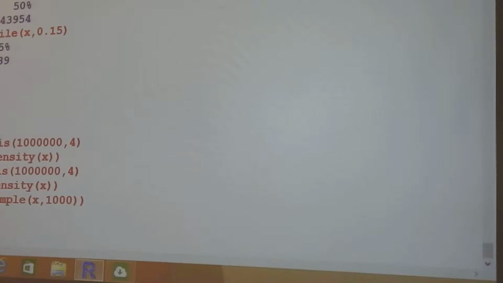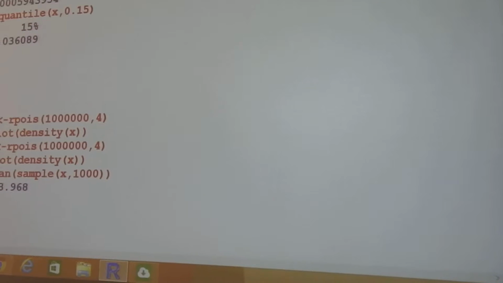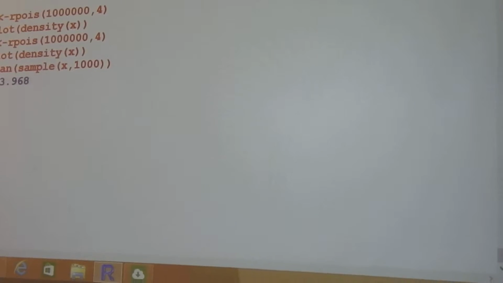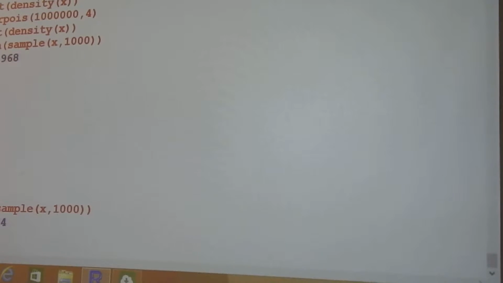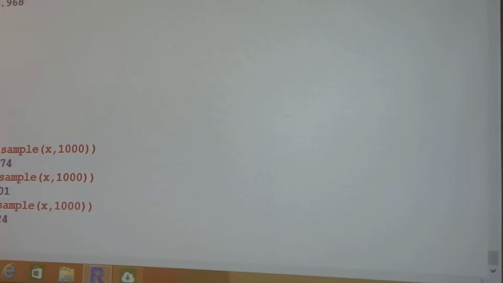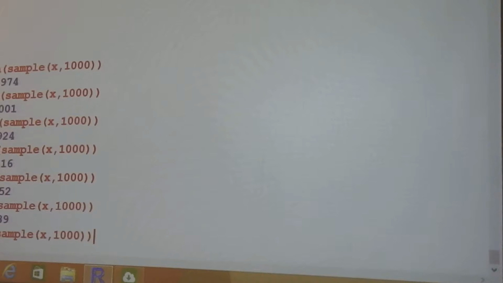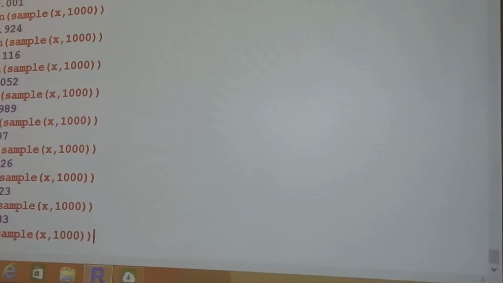So this is one such sample. I picked up a random sample of size 1000 from this population and found a sample mean which came out to be 3.96. If I did this again, I'll get another number. If I keep on doing this, I'll keep on getting different numbers, right? So all the sample means are different.